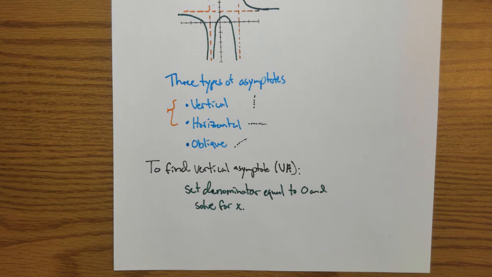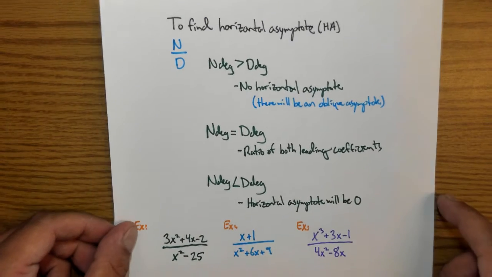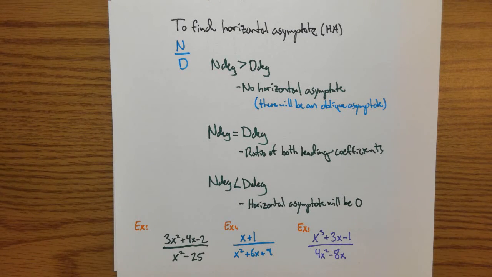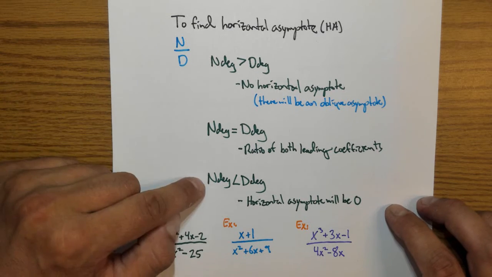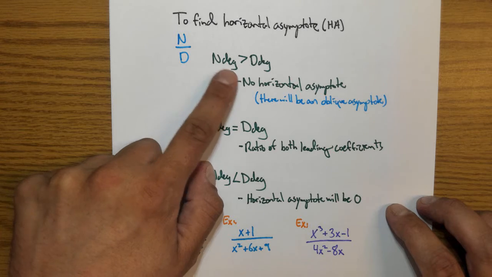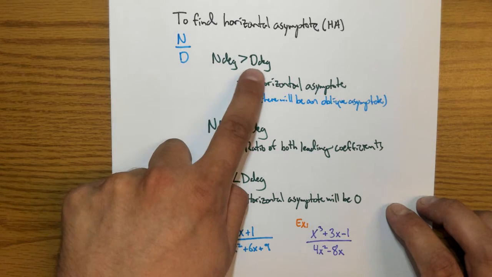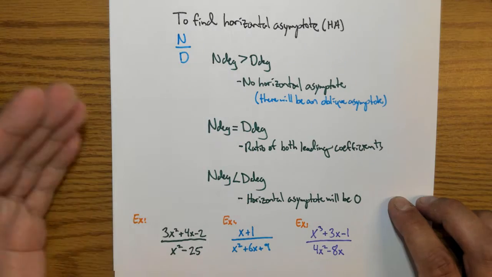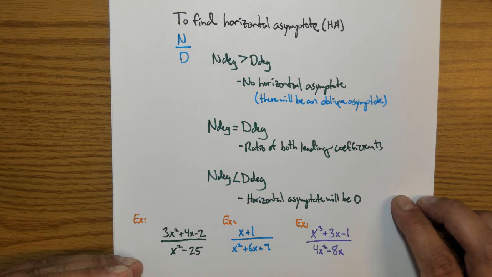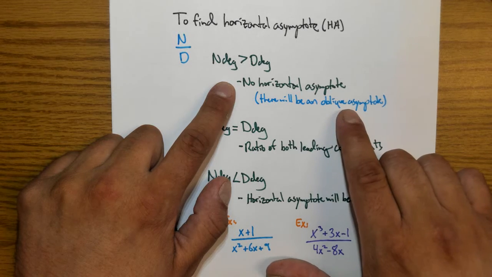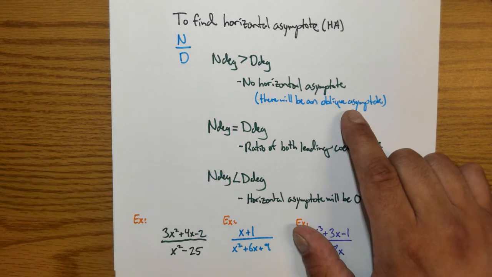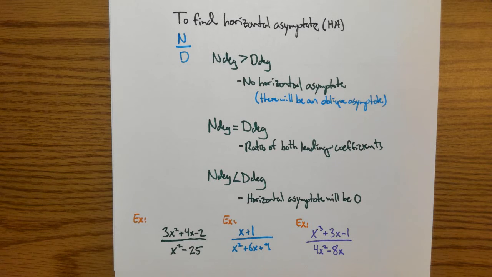To find the horizontal asymptote, it's very similar to what we were doing last lesson. Think, we have a numerator and denominator, and we have three different outcomes. One is that the degree of the numerator is larger than the degree of the denominator. So if the degree on top is larger than the degree on bottom, there's no horizontal asymptote. Instead, it will be an oblique asymptote. But for our purposes, when I ask for horizontal, just say none, because horizontal is different than an oblique asymptote.